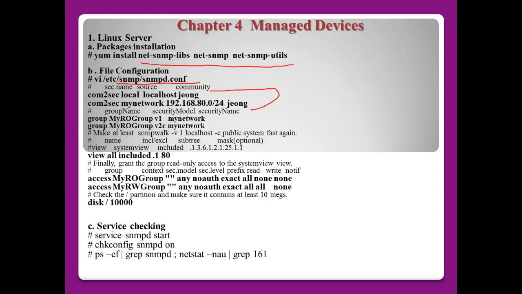So here we need to define the exact network address, and especially here, this one, John. We call this one the community. Community is similar to a password to communicate between SNMP protocols. And here there are three kinds of SNMP versions, but I just configure version 1 and version 2, and view all the information here.